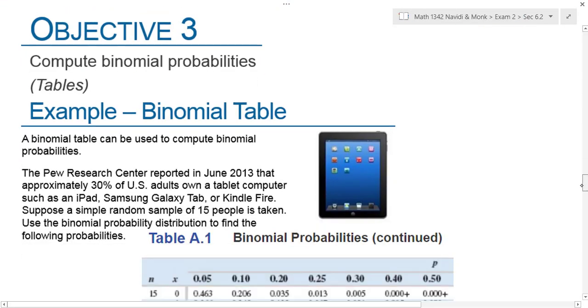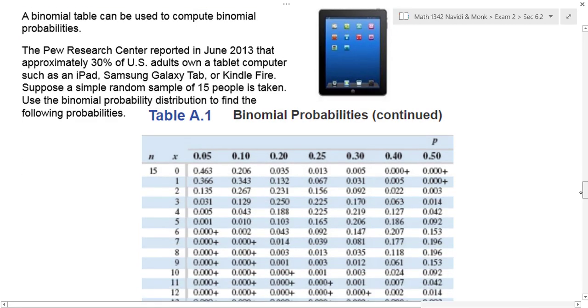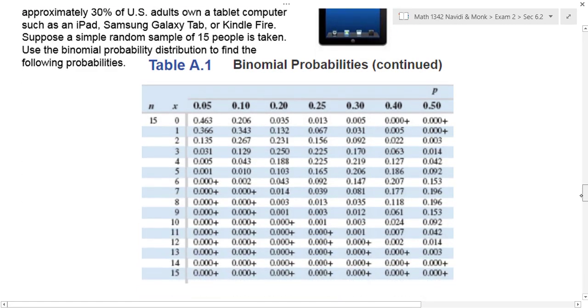Objective 3 is finding these probabilities by using tables, and this is probably the easiest way to do it. So using the same information we've been using, where n is equal to 15, the probability of having a tablet is 0.3. We've got this table from the appendix of your book, and it says n is equal to 15, x is your number of successes, and then going across the top of this table we have values for p. For our problem, we're going to be using this column of the table because we said our probability of success is 0.3.